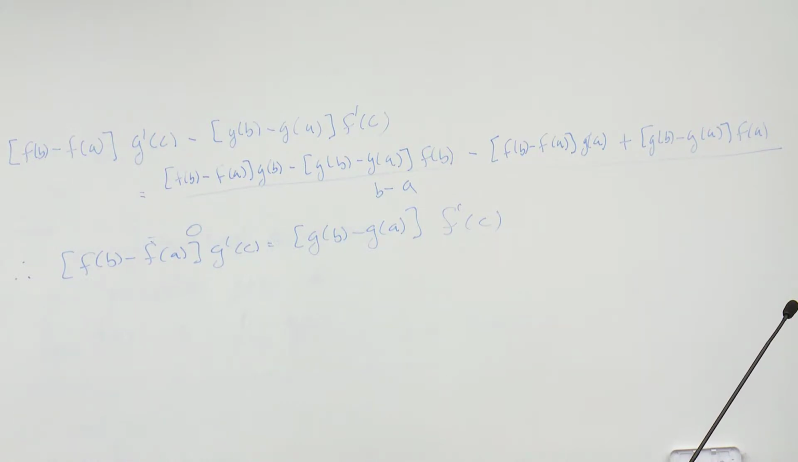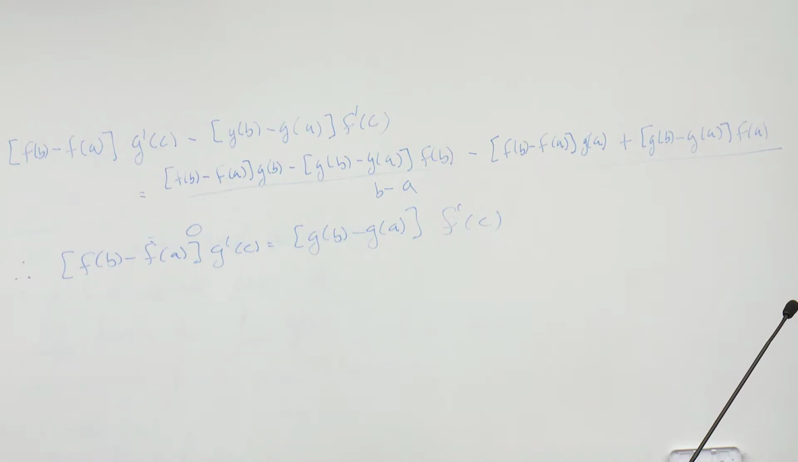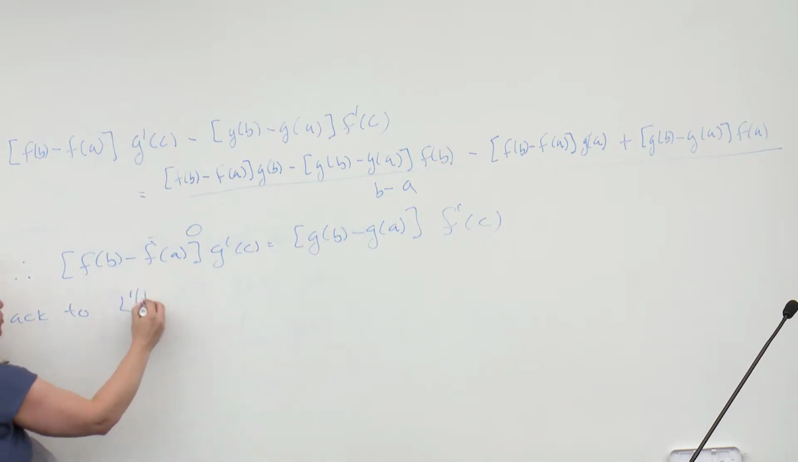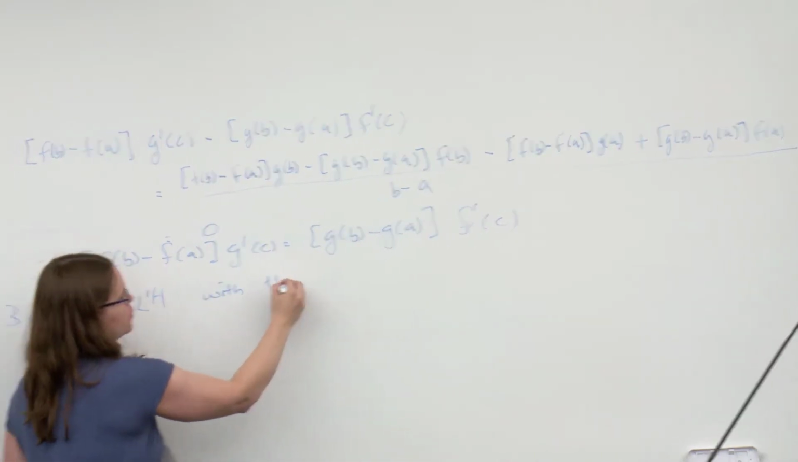Okay, so what's our goal? Our goal is to use this result that says I have two functions. I can relate function values to the derivatives, and I want to use this to go back to trying to prove something about L'Hopital's rule. So we're going back to L'Hopital's rule with the 0 over 0 form.